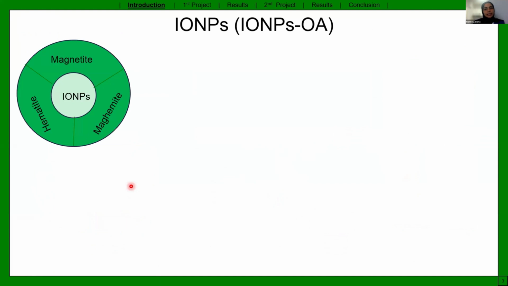These particles exist in many phases, but the three main phases are magnetite, maghemite, and hematite. And we're particularly interested in the magnetite because of its superior magnetic properties, where it has a high saturation magnetization and high magnetocrystalline anisotropy.